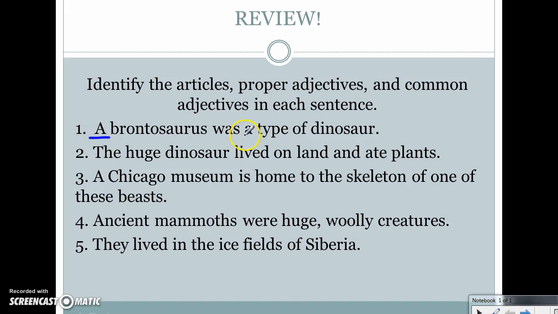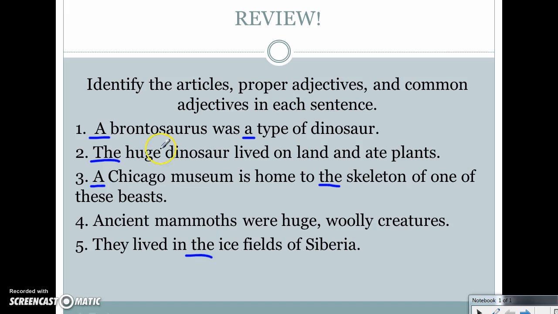A brontosaurus was a type of dinosaur. The huge dinosaur lived on land and ate plants. A Chicago museum is home to the skeleton of one of these beasts. We don't have any articles in sentence number 4. And in sentence number 5, they lived in the fields of Siberia.